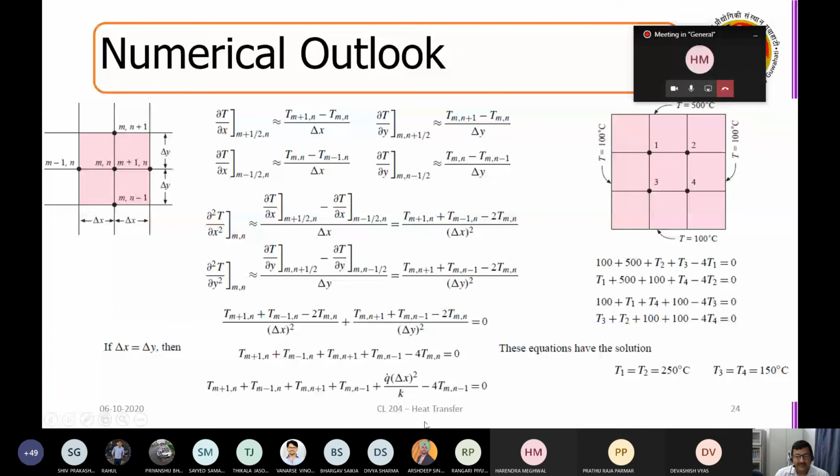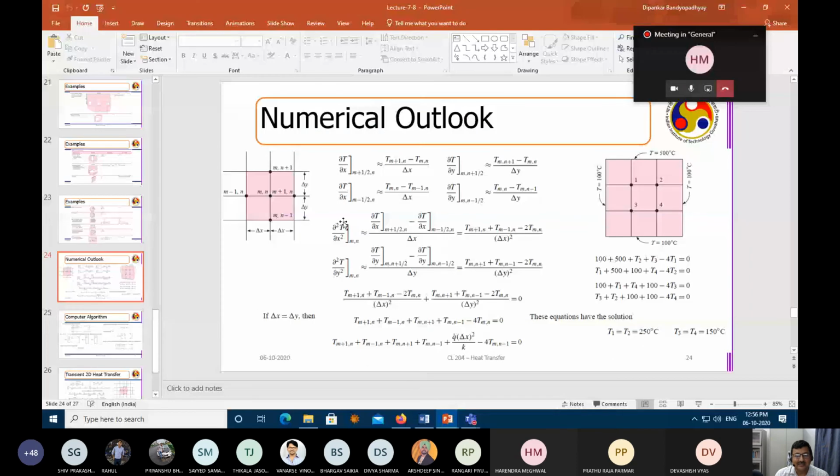What is that? f(x+h) minus 2f(x) plus f(x-h), right? So you can see this equation comes here: this is x plus h, this is x minus h, minus 2f(x), divided by delta x square, that is h square. And then the same happens in y. So del square T by del x square, del square T by del y square.